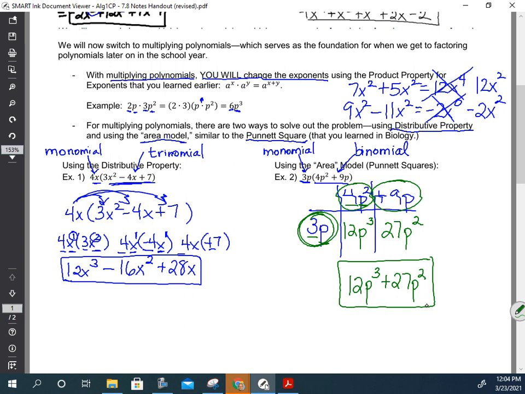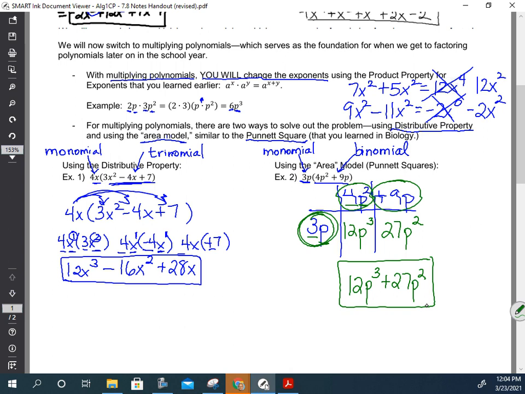Again, I personally don't care which way you do it. If Punnett squares work better for you, then you do it for every problem that you have. If distributive property works better for you, then you do it using distributive property. I have to show it both ways because I have to teach 22 students.